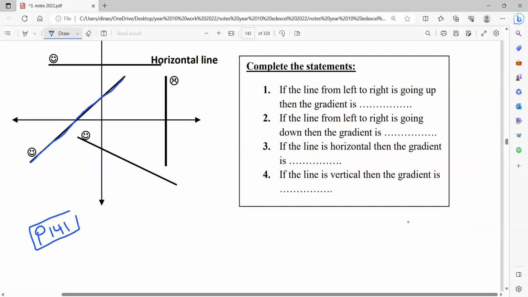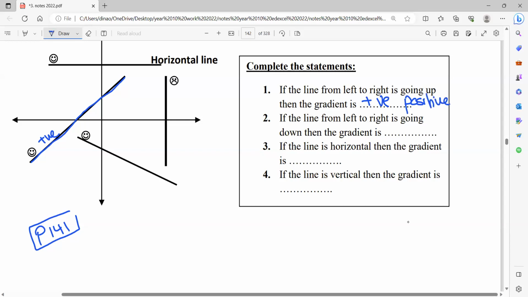Now, as you can see, these smiley faces indicate the starting point of the line. As I told you a while ago, to determine whether the line is going up or down, I must always look from the left. So this blue line over here from left to right is going up, then the gradient is positive. When I do the math, the gradient is positive. Plus means positive. Positive. Okay, and we did it by proof.